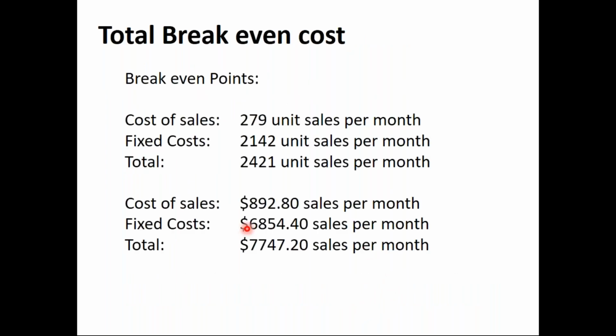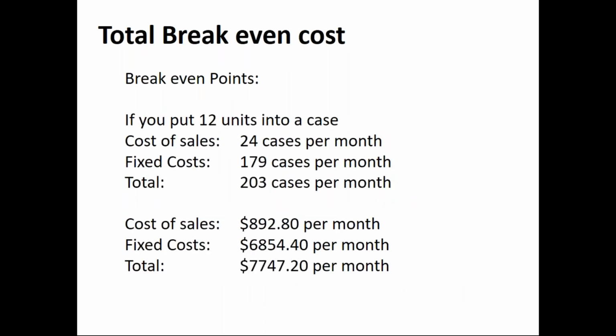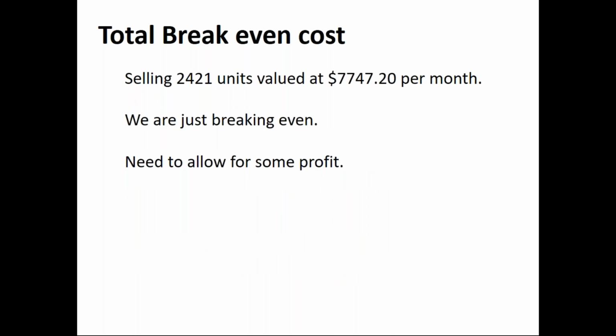And then you can just simply combine the two. So here's all the numbers we had, and then we combine it. You can also put it into cases. Let's say we put 12 units in a case. So overall, we need to sell about 200 cases a month to break even when selling it at $3.20, making a 45% margin.